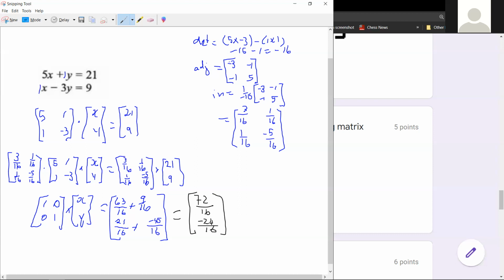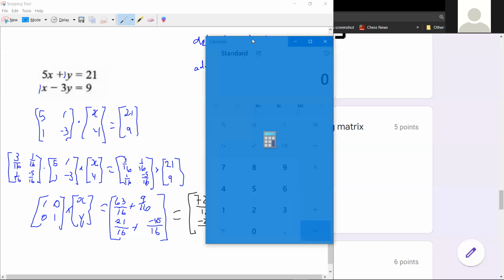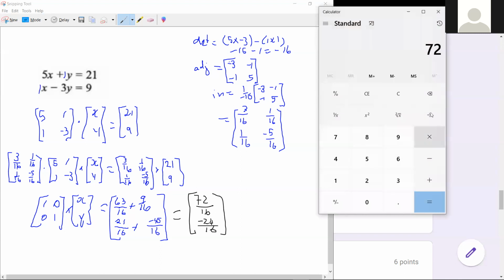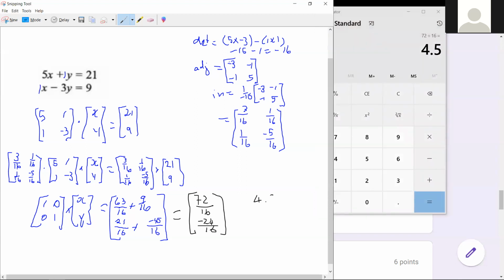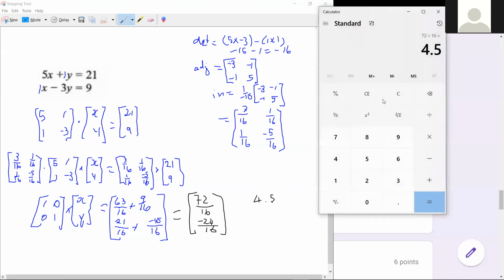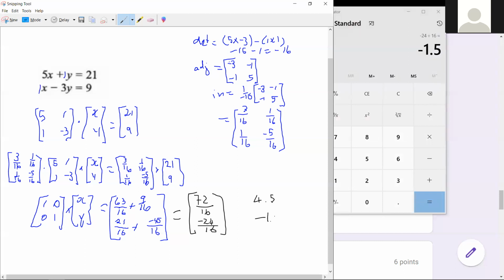To simplify that, let's just bring in a calculator. So I can just divide 72 divided by 16. If it's a whole number, we are right. So it's a 4.5. So I will leave the 4.5. And then we have minus 24 divided by 16. And that will give me a minus 1.5. And that is our answers.